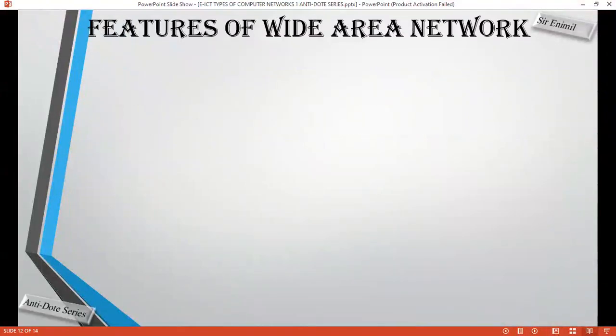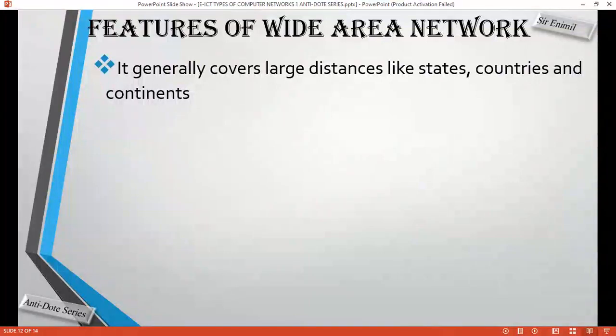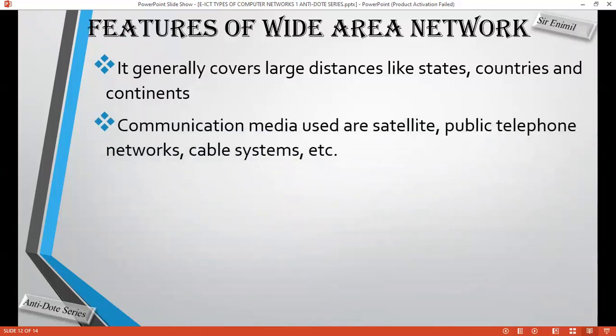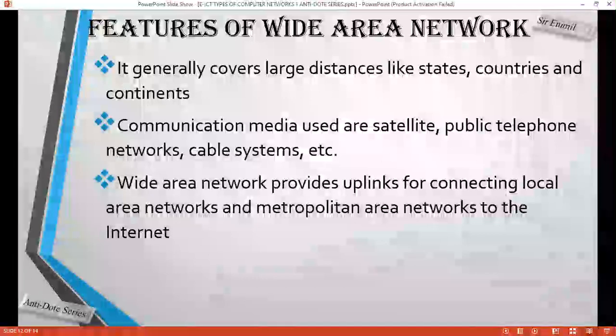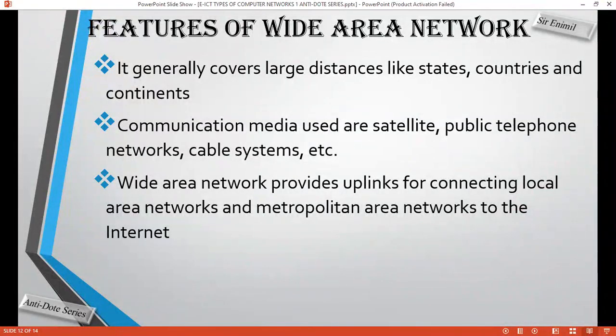Now, the features of a wide area network. It generally covers large distances like states, countries, and continents. I've already said that. Communication media used are satellite, public telephone networks, and cable systems, meaning how a wide area network is able to share files from one city to another city. Then a wide area network provides uplinks for connecting local area networks and metropolitan area networks to the internet. So if you want to go to the outside world, then through a wide area network, you can connect to the outside world, which is the internet.